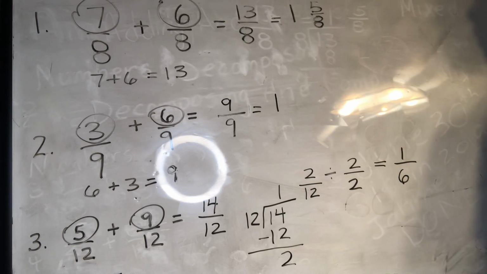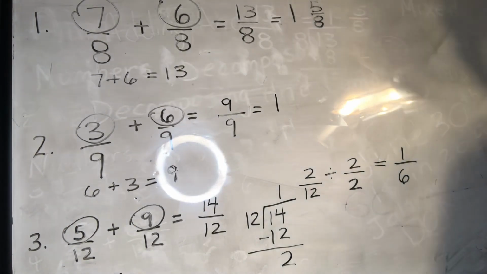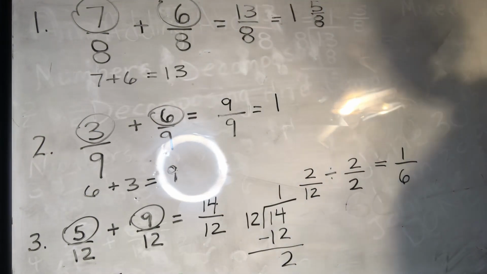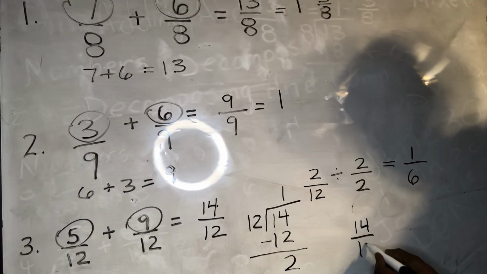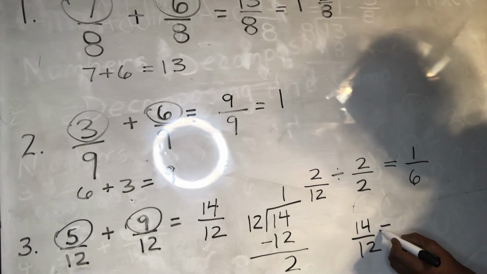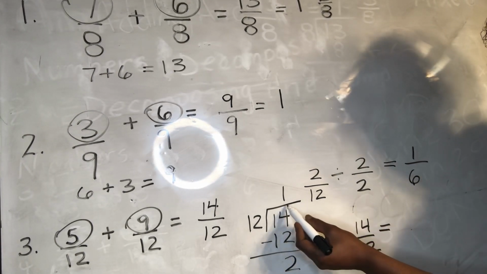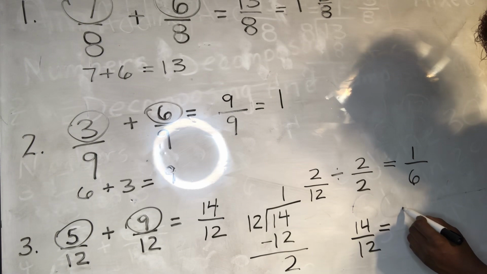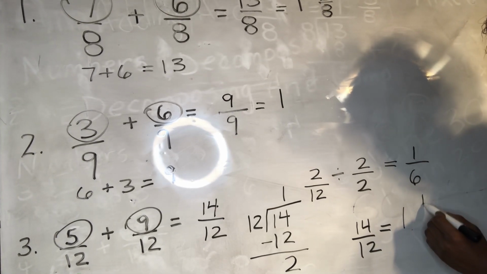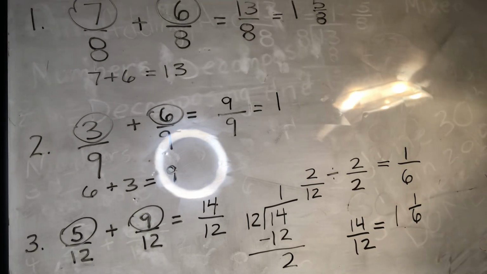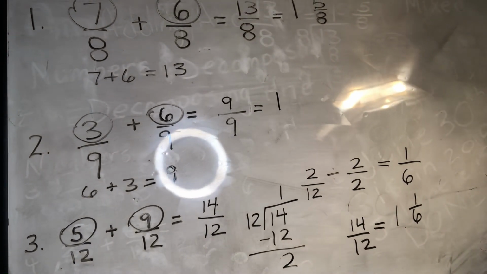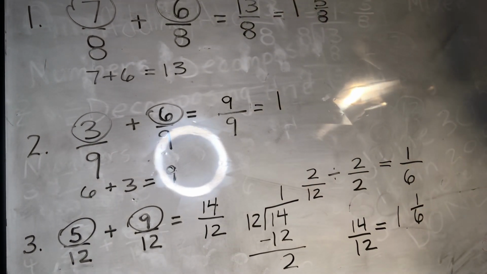So now, when we go to write our answer, it's going to say 14 over 12 equals, we have a whole, we can't forget that, 1 whole and 1 over 6. That will be the complete, precise answer for the problem 5 over 12 plus 9 over 12.